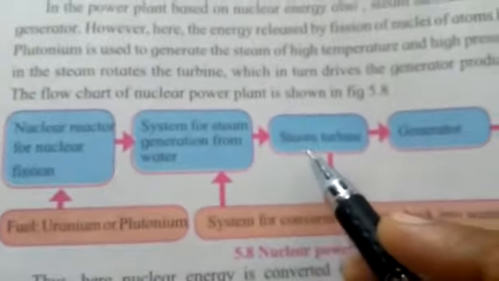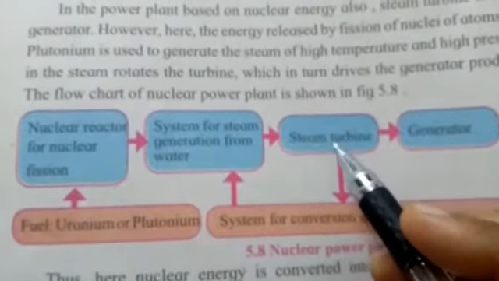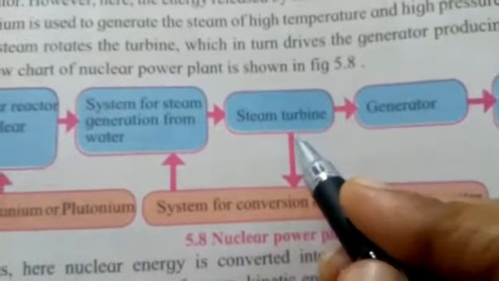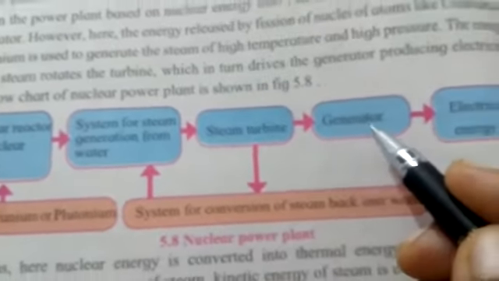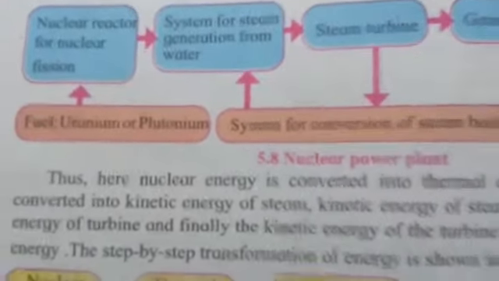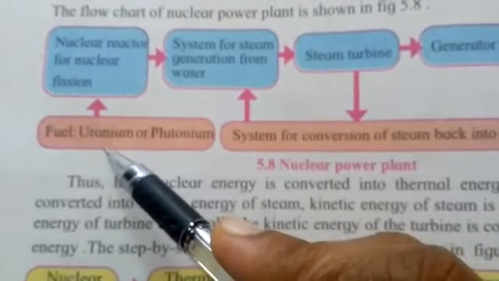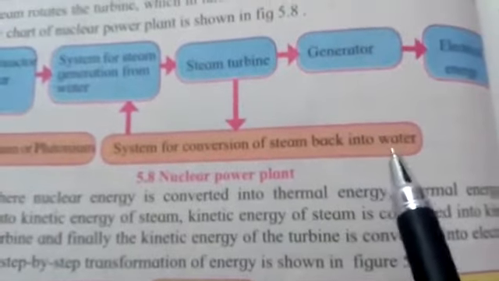Then the steam will be circulated to the turbine. The turbine will start rotating due to the kinetic energy present in the steam, and then the kinetic energy of the steam through the generator will be converted into electrical energy. So this is how energy production takes place in the nuclear power plant. The fuel used over here is the radioactive elements like uranium or plutonium, and there is going to be a system for conversion of steam back into water.